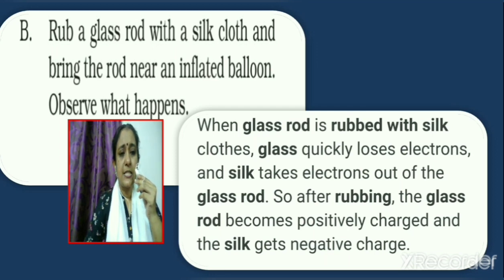In a similar way, see that it is silk which gets negatively charged. So why does silk become negatively charged? It is because silk takes or accepts electrons. You know that electrons are negatively charged particles. So since silk takes electrons, it gets negative charge.